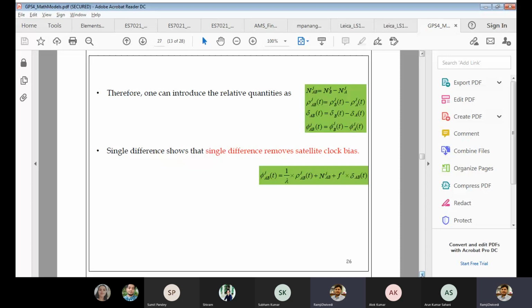But what I'm trying to say is this is the first step: phi abj is equal to 1 by lambda rho abj plus n abj plus fj rho ab. This is the first step of differencing between two observables, although it will not help us in the longer run. Single difference doesn't serve more purpose. What serves more purpose is the double difference. You will see that.